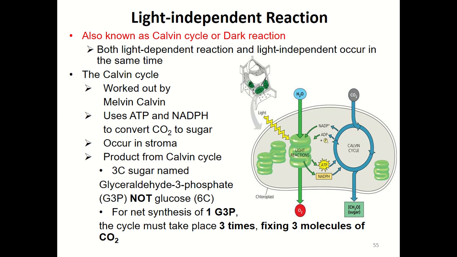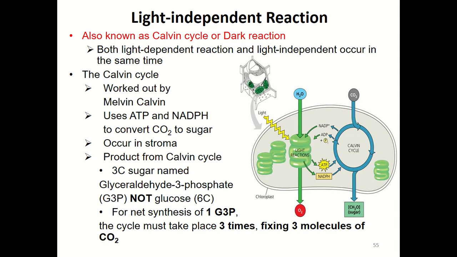It is the second stage of photosynthesis process. Therefore, the light reaction and dark reactions occur at the same time. The dark reaction or the Calvin cycle was worked out by Melvin Calvin, in which this Calvin cycle uses ATP and also NADPH that were produced during the light reaction to convert the carbon dioxide into sugar. And this process occurs in the stroma compared with the light reaction that occurs in the thylakoid.